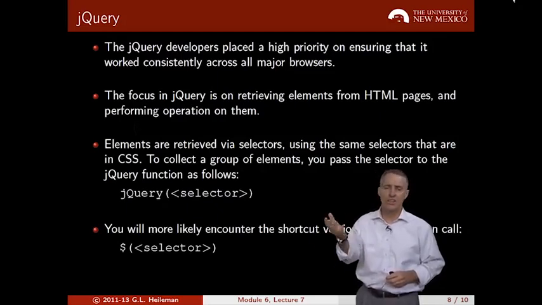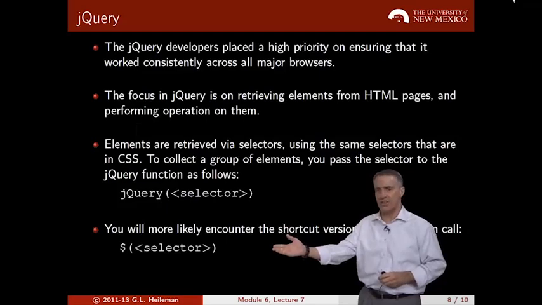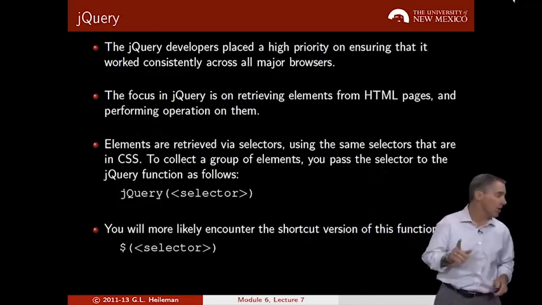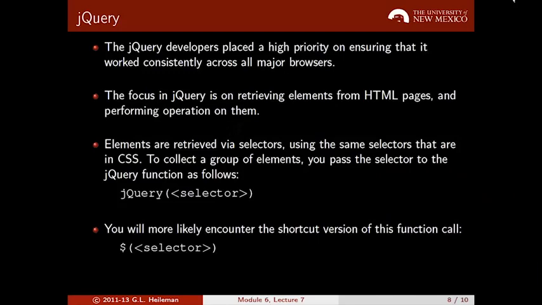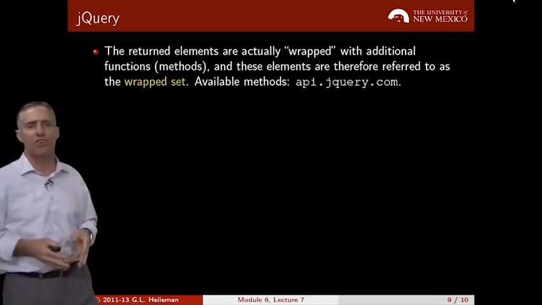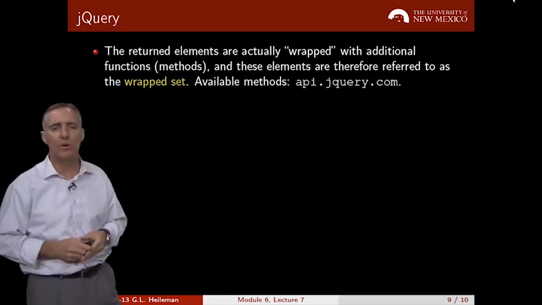What I show you here, the jQuery selector and the $ sign selector, they're the same thing. They're calling the jQuery JavaScript library. Let's take a look at an example. The elements that are wrapped with additional functions or methods are referred to as the wrapped set, and you can find all of the methods that you can apply to this wrapped set at api.jquery.com.